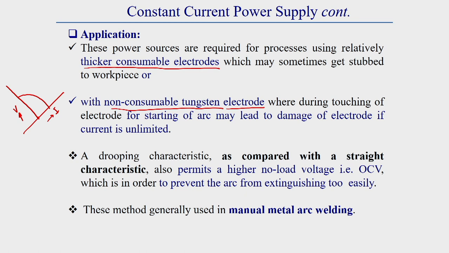Because if a thicker consumable electrode touches the workpiece, there is a chance of short circuiting. Due to this short circuiting, the voltage drops substantially, that means the voltage reduction is very high. Resistance is reduced tremendously if it is shorted, and voltage also reduces tremendously. If the current surge occurs, with current rising tremendously, then there is a chance of workpiece damage.